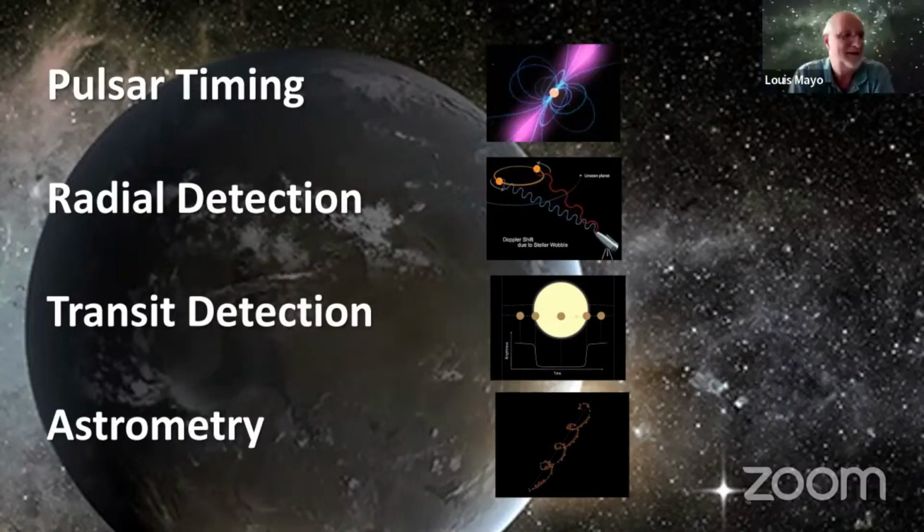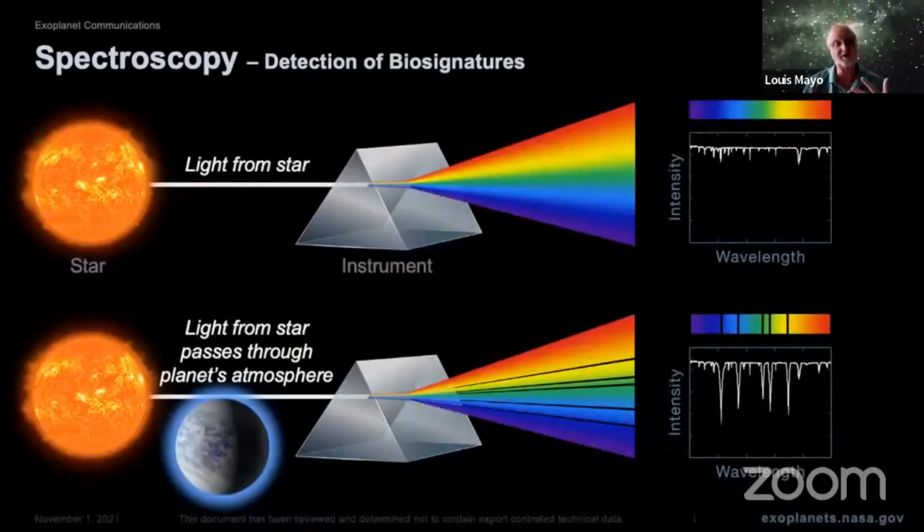All right. Well, continuing on in our series of learning about exoplanets and exoplanet detection, we've talked about pulsar timing, radial detection method as the star moves back and forth away from us and toward us, transit detection, where the planet moves in front of the star, and astrometry, where the star moves back and forth. Today, we're going to talk about spectroscopy, or more specifically, transmission spectroscopy.